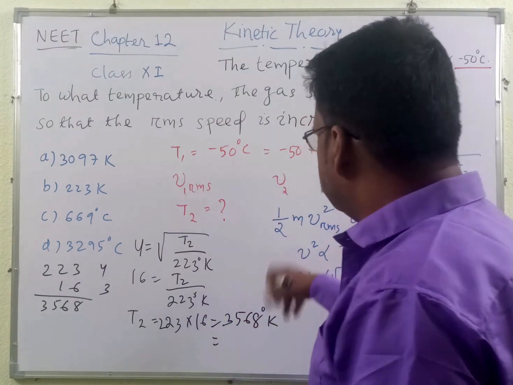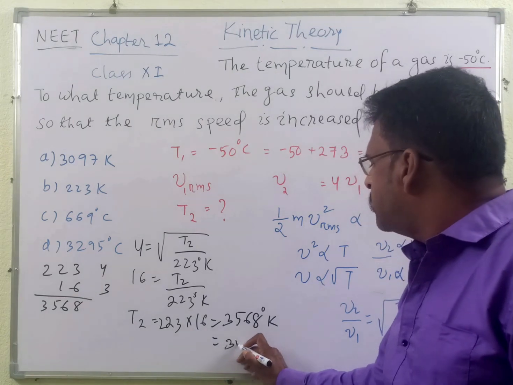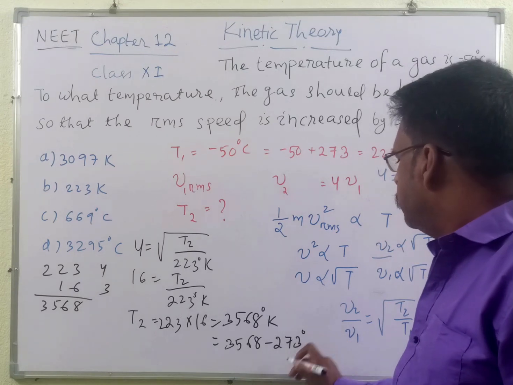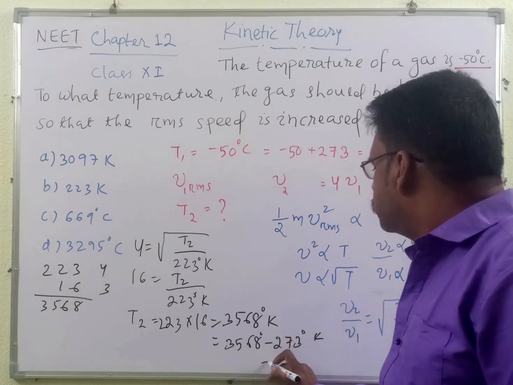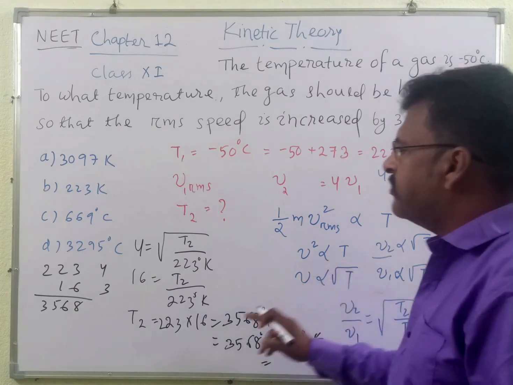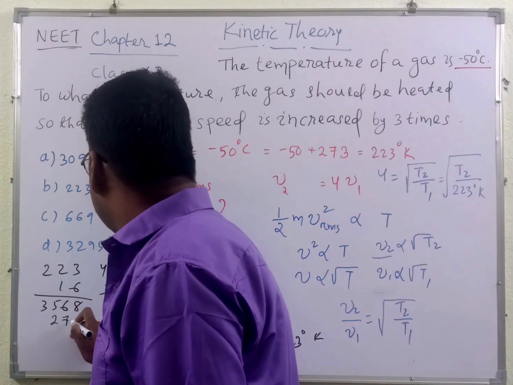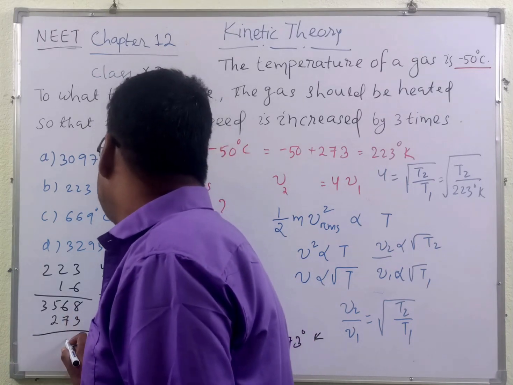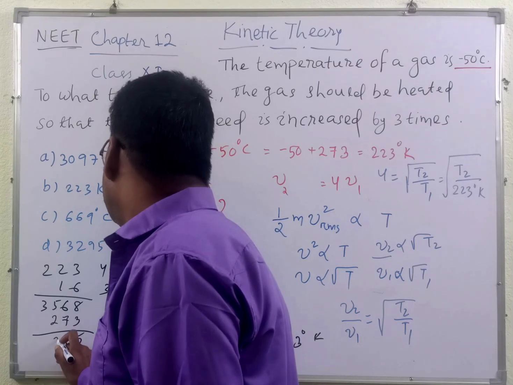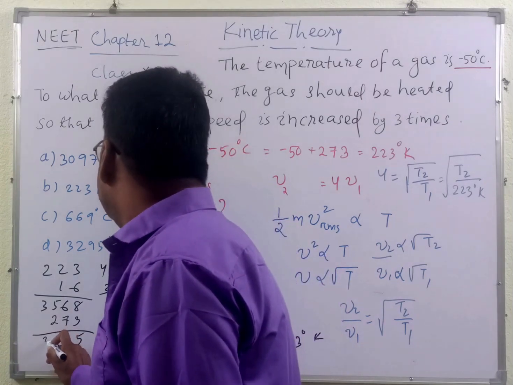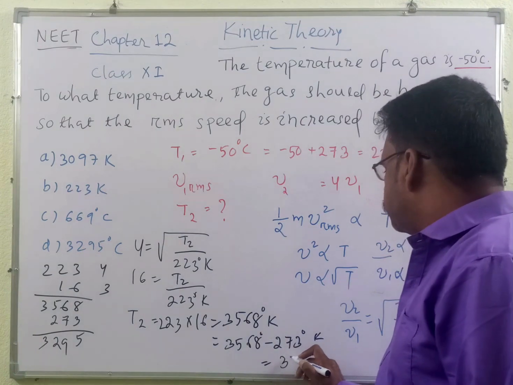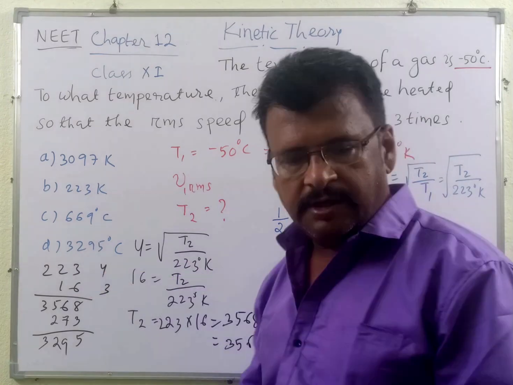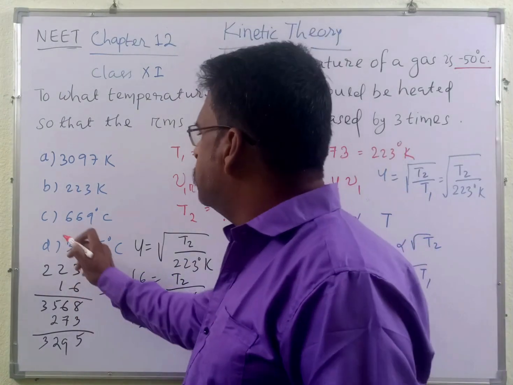If we reconvert this into centigrade, then what will it become, students? 3568 minus 273 degrees, since this is in Kelvin. So this will be 3568 minus 273. Subtracting, this gives 3295. So this becomes 3295 degrees Celsius. That is in option D. So students, option D is correct.